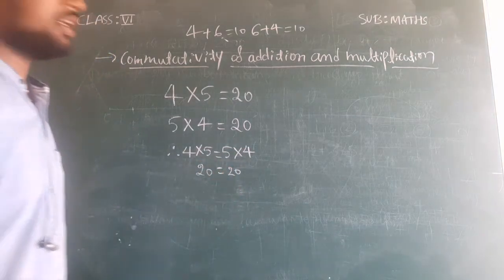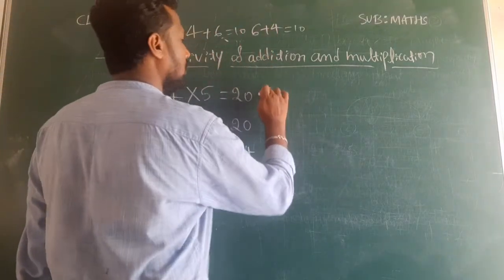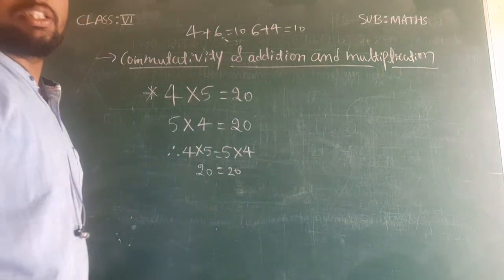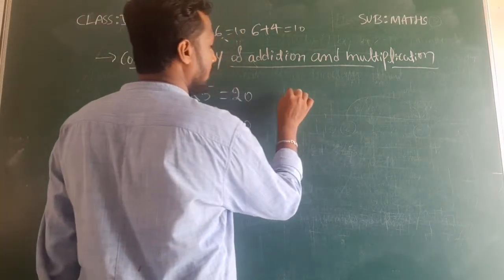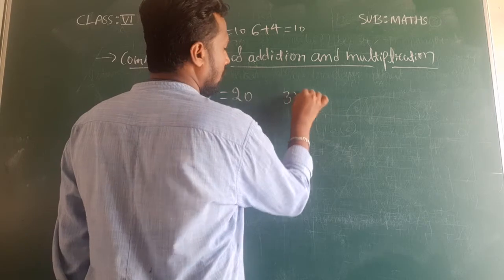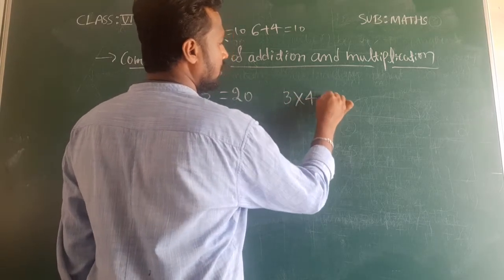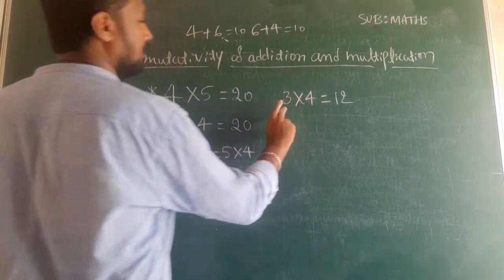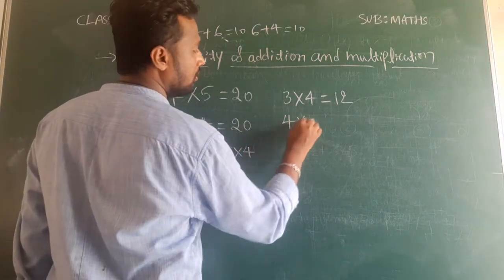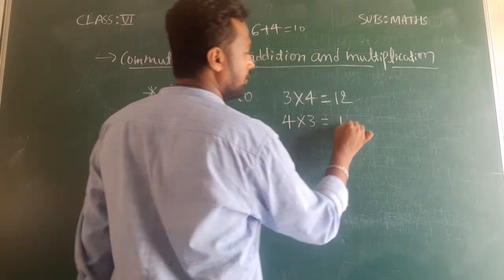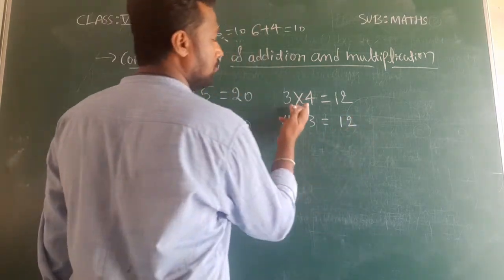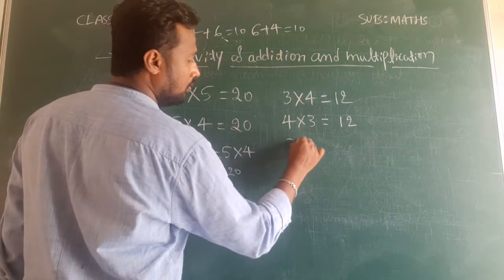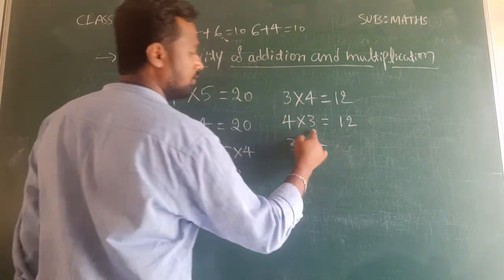Or you can consider any other example like this. One more example I will give for commutativity of multiplication. Now I will write 3 into 4. 3 into 4 means what we will get? 12. Now I will interchange these values: 4 into 3. 4 into 3 means what we will get? 12. These two are equal to 12 only. So we can write 3 into 4 equals 4 into 3.